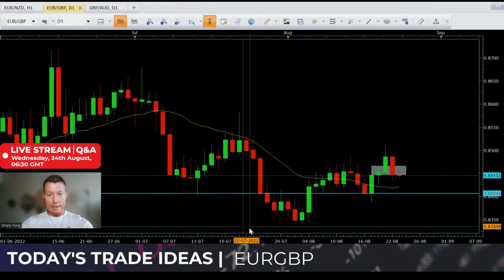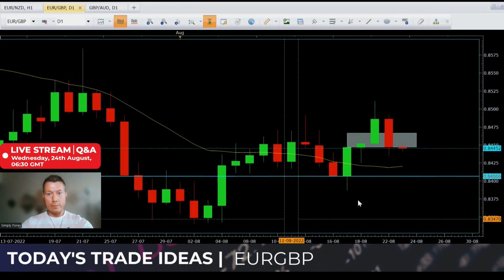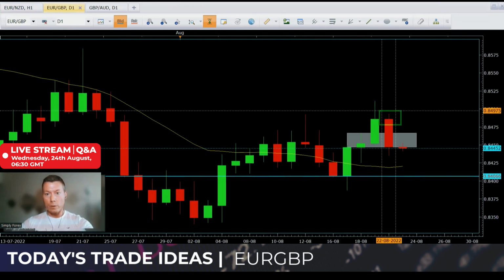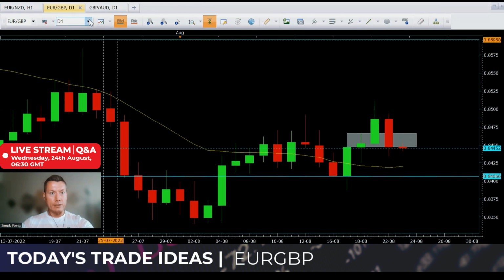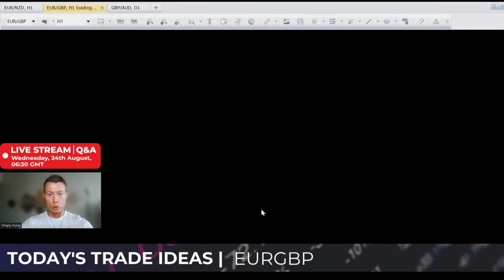Okay, and then if I zoom in a little bit, then we had this candle form as well, guys. This candle tells me we've come off this high, sellers have taken control of the market, and we just want to come from our grey zone back down to this last daily low here. Okay, guys, so that's the idea. Let's look at H1 for our execution.